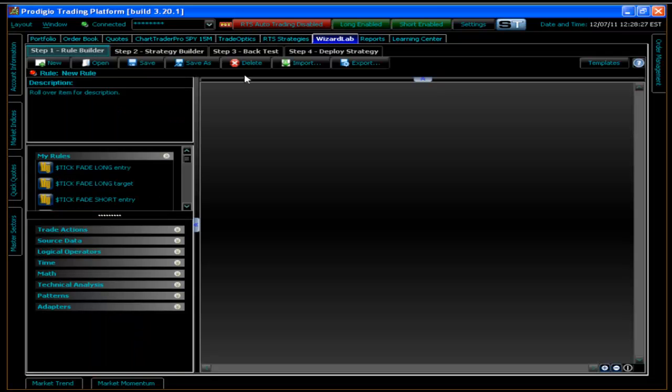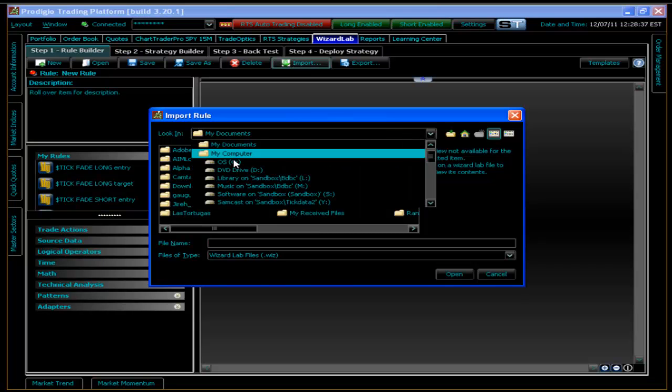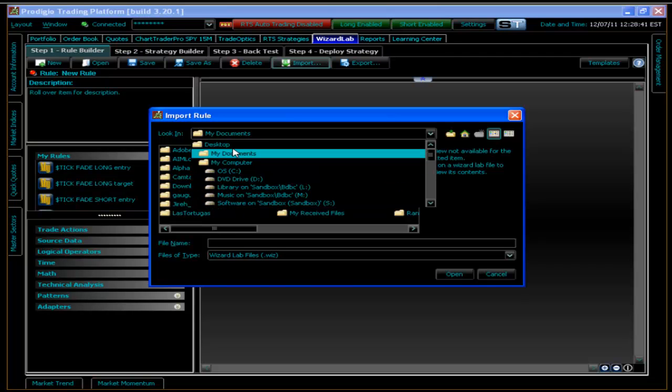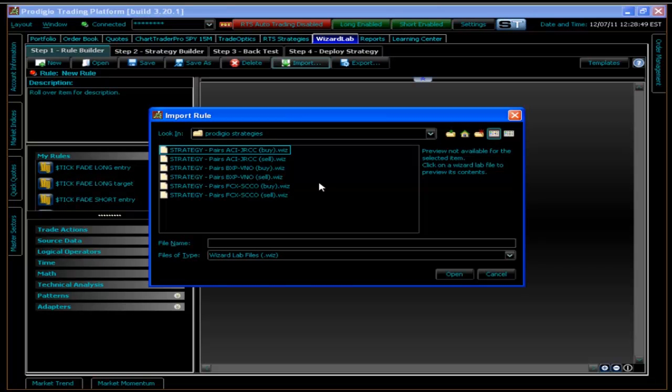So starting in Wizard Lab, we know that we already have strategies sitting in our folder called Prodigio Strategies that we imported from the newsletter. So very simply, we're just going to click Import, and we're going to go over to Desktop. Let me see if I can find this here. Desktop, there we go. Okay, and inside Desktop, as I told you, we put them into Prodigio Strategies here. So you want to double-click that area. And notice that all of the 6 strategies that we imported from the newsletter are already there.